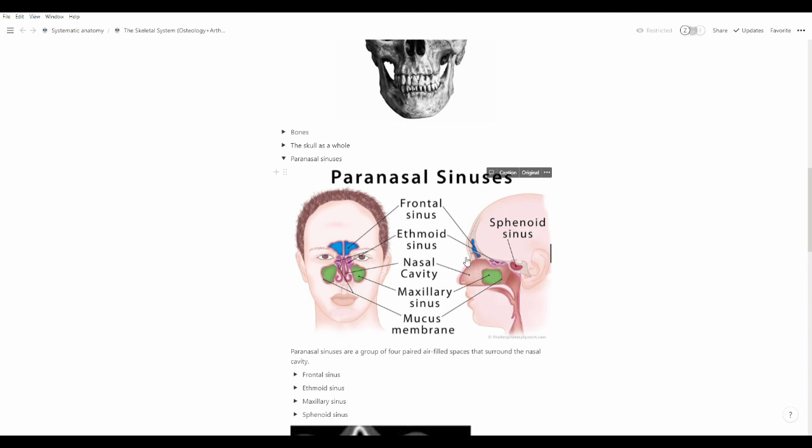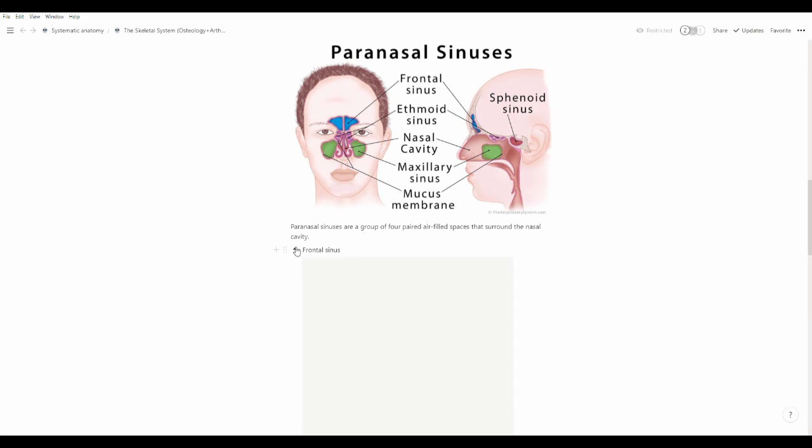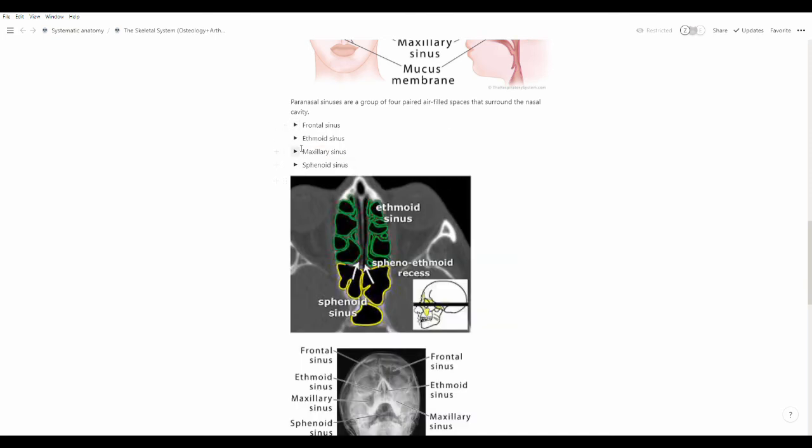So here's the nasal cavity. We have 4 different sinuses. We have the frontal sinuses, the ethmoid, the maxillary, and the sphenoid sinuses. 4 different sinuses here. Let's look at pictures one by one. Frontal sinuses. That's how it looks. That's where it is, and it increases over time. When you're 6, it's only this small, 9 bigger, 12 bigger, and as an adult it will be as big as this. And again, from inside of here we have air, so that's what's inside of the sinuses.